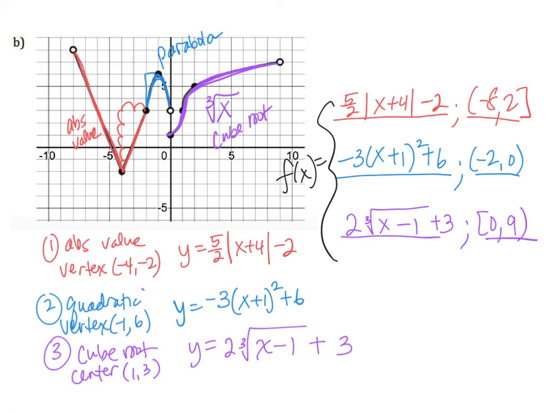Now -8 is an open circle, 2 is a closed circle, so I either have to include it here, oh sorry, that should be a -2. I either have to include it on the red portion graph, the absolute value, or I have to include it on the blue graph. Either one, I have to have inclusive one place and exclusive at the other because they join there. They can't be included in both or it wouldn't be a function anymore.